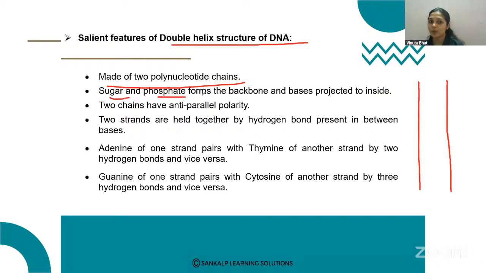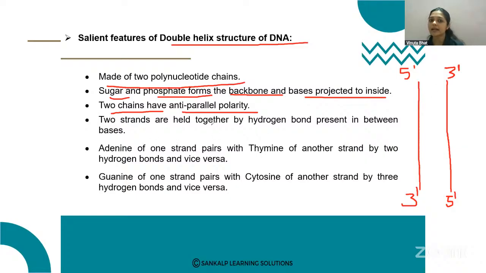Sugar and phosphate form the backbone, and the bases project inside. The two chains have anti-parallel polarity. You know that these polynucleotide chains have polarity. If one chain has 5 prime to 3 prime polarity, the other chain has anti-parallel polarity, meaning 3 prime to 5 prime.